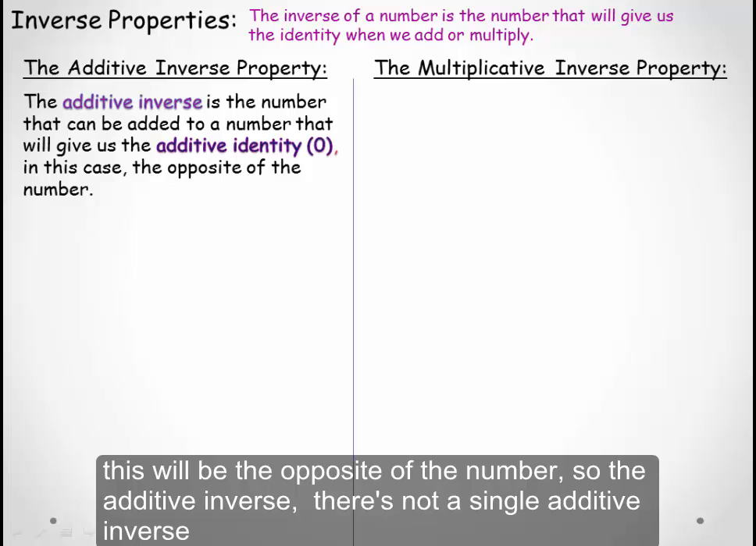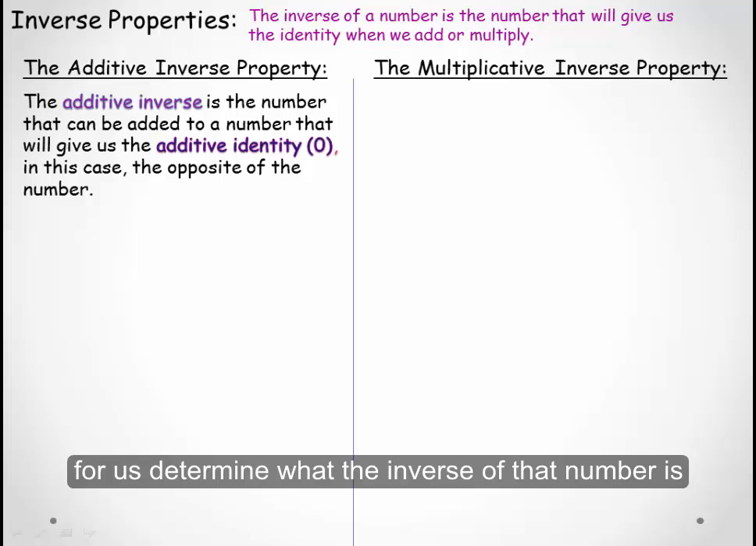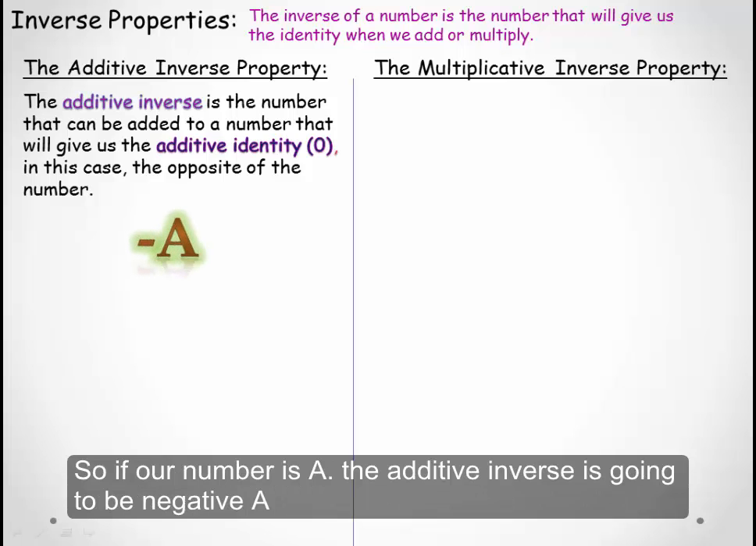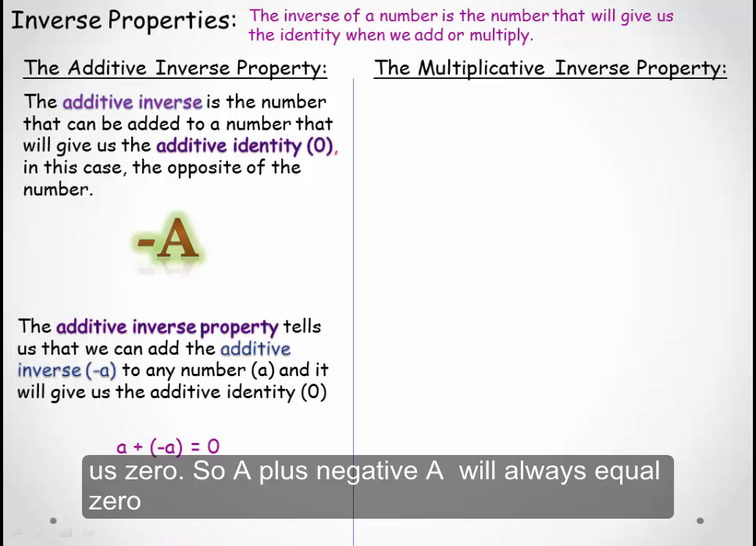So an additive inverse, there's not a single additive inverse. With the additive identity, we had 0, and that's the only one. With the additive inverse, it will depend on what number we're working with for us to determine what the inverse of that number is. So if our number is A, the additive inverse is going to be negative A. The additive inverse property tells us that we can add the additive inverse to the number and it will give us 0. So A plus negative A will always equal 0.